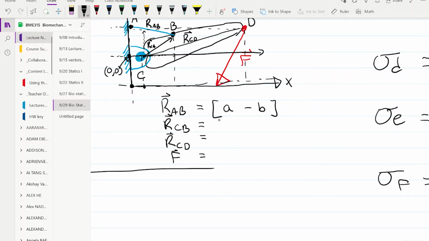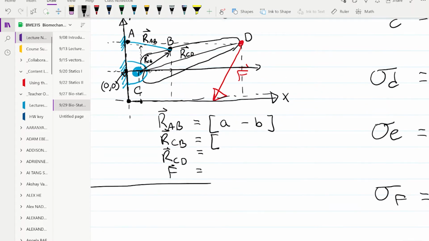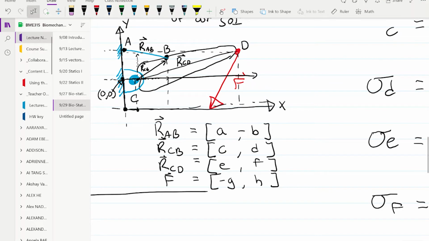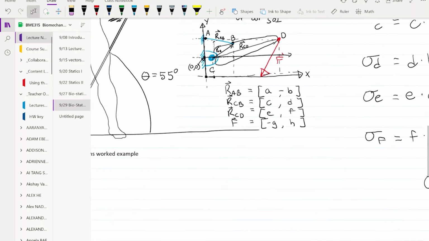Okay, RCB is going to be something like positive in the I direction, positive in the J direction. So I'll just write that as CD. RCD, that's going to be positive and positive. And F, I know that it acts in the negative J, negative I. So let's say our components here are going to be like negative G and H. Okay, so we described everything fully.